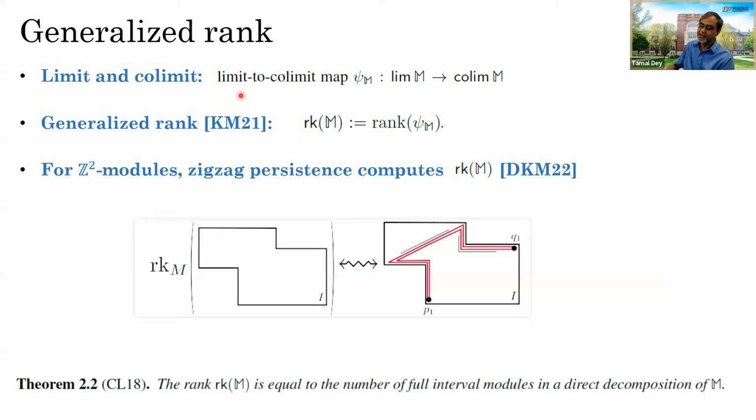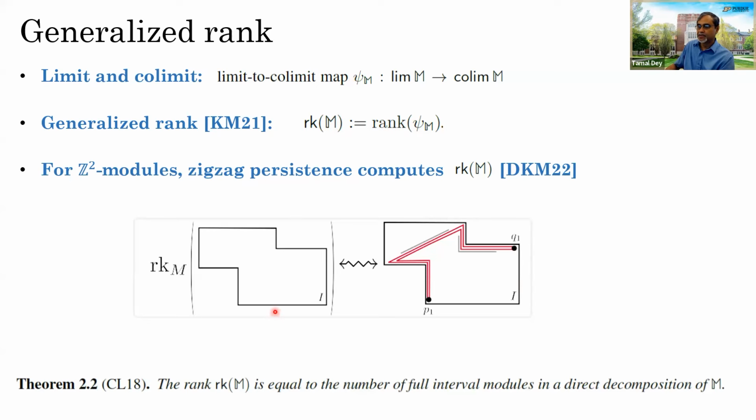I'll not go into the definitions of limit and colimit because I'll not be using it, but I'll use a property of limit to colimit, and that should be enough for this talk. So basically, the generalized rank, the way I'm defining it, is the rank of the module M is equal to the rank of this limit to colimit map.